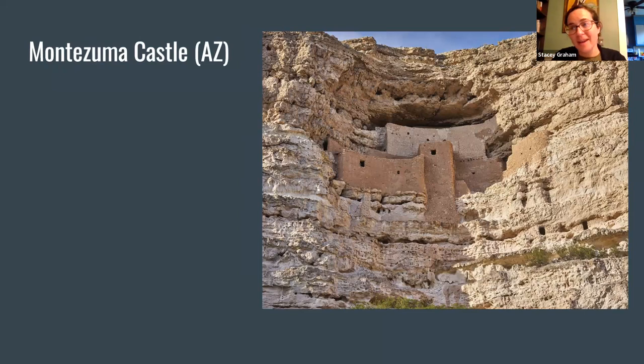Of course, it's not a castle and it has nothing to do with Montezuma. This is a really good example of a cliff dwelling. It was built in like the 12th century by distant ancestors of the Navajo and other tribes. And so this would be considered a scientifically interesting site because of the data that it can yield for archaeologists in finding out about early cultures and how they lived.